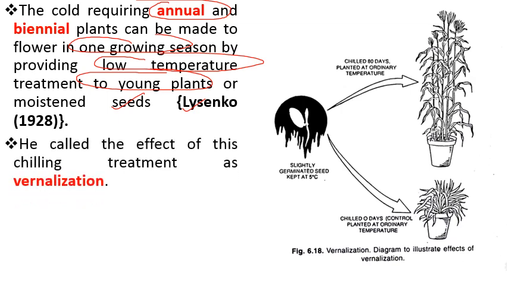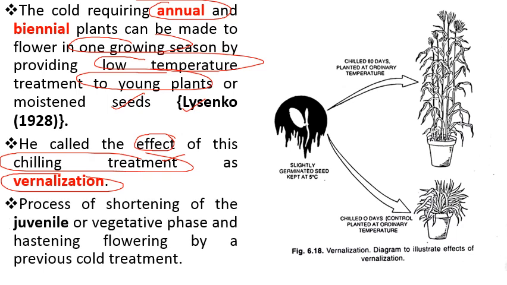So the effect that is induced by the low temperature on the plants is known as vernalization. This chilling treatment is known as vernalization. The process of shortening the juvenile or vegetative phase and hastening or accelerating flowering by previous cold treatment is known as vernalization.